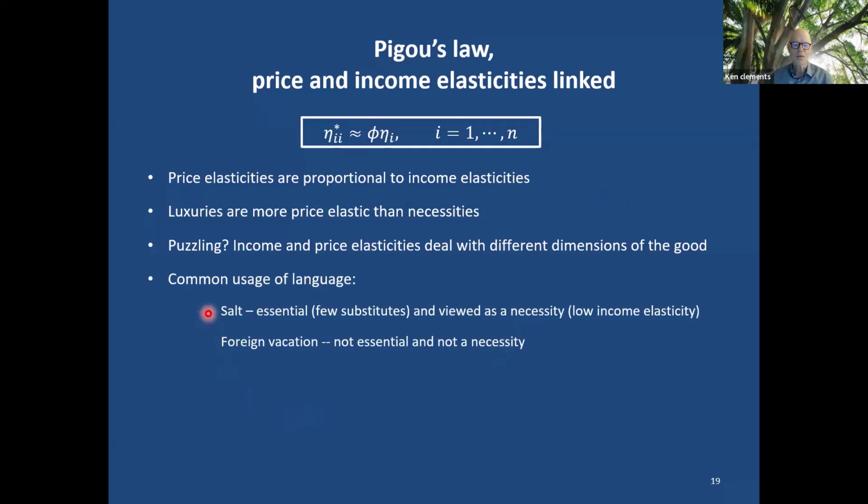That's an essential, that is, few substitutes, low price elasticity. And it's also viewed as a necessity, that is, low income elasticity.